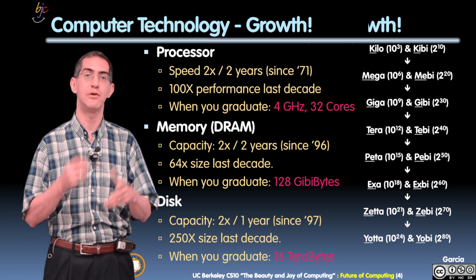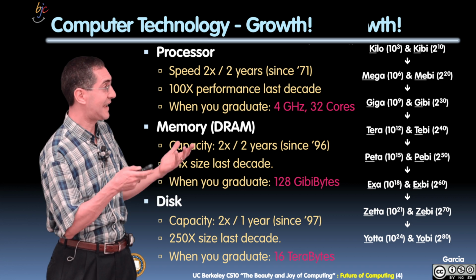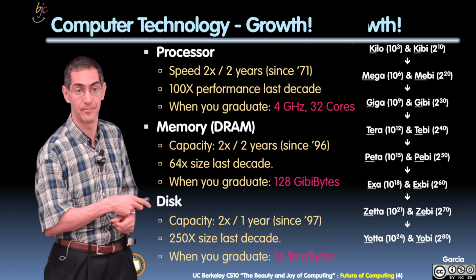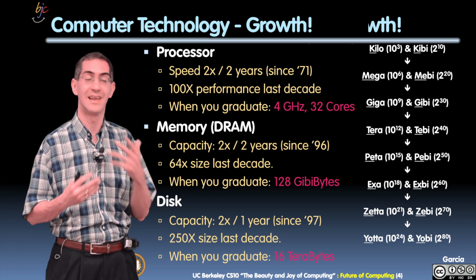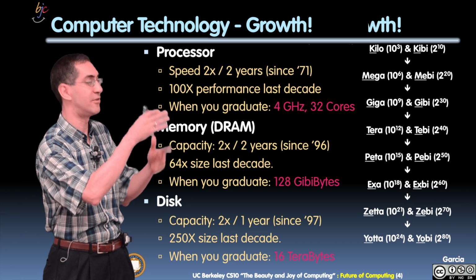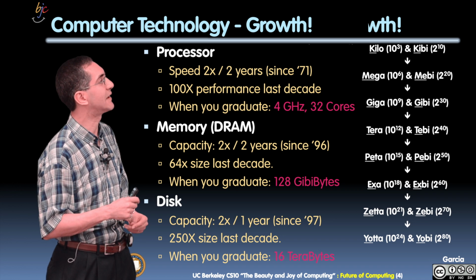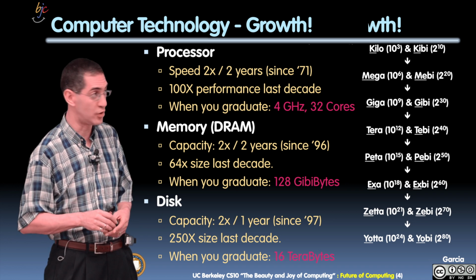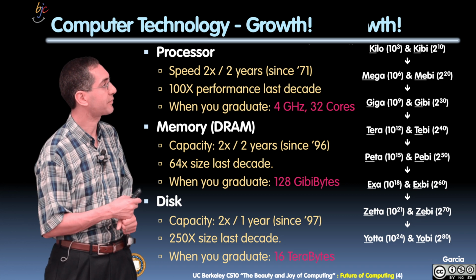So here's growth. Here's where we've moved in the last several decades of computing. We started at the kilo level, and kilo is 10 to the 3rd or 2 to the 10th. We moved to the mega level, 10 to the 6th or 2 to the 20th. And you keep going and you can see the pattern. 10 to the 9th: you keep adding 3 to the exponent of the 10, or adding 10 to the exponent of the 2. So giga is 10 to the 9th or 2 to the 30th, and you keep going.